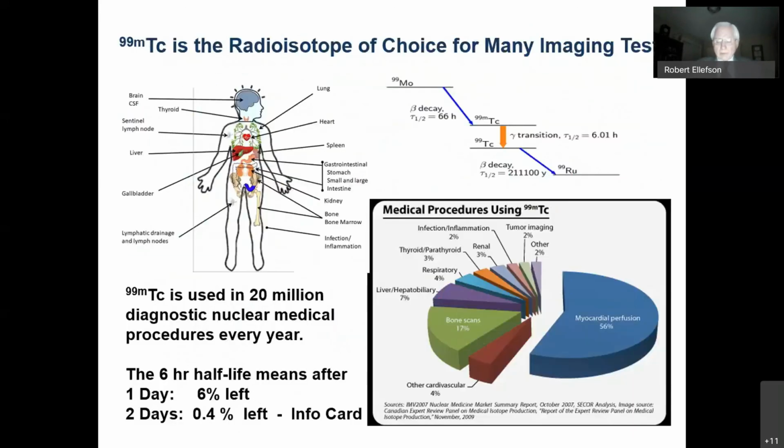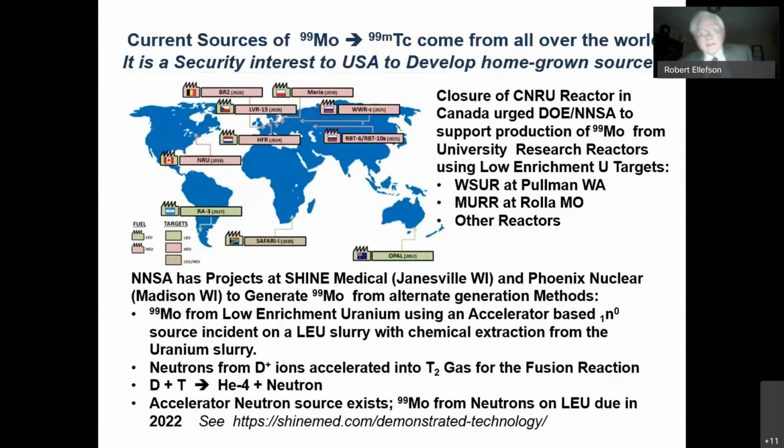Now, the current sources of molybdenum-99 to give this technetium that everybody wants, they come from all over the world.